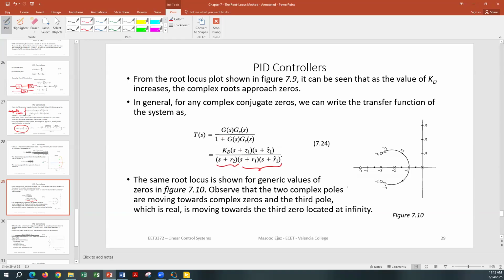So this is the transfer function corresponding to your PID controller. In this case, you have one real pole, which will be increasing on the real axis towards the zero that is sitting at infinity. And then you have complex conjugate poles that are going to be moving towards the 2 complex conjugate zeros. Now, initially these 2 poles are also going to be real, and they will be moving towards each other. But at some point they are going to break away from the real axis and start moving towards the complex conjugate zeros.